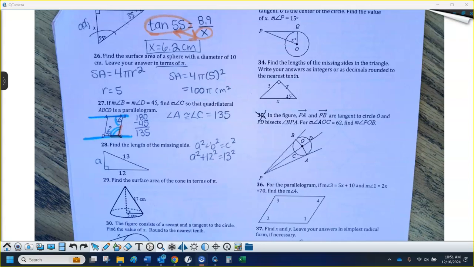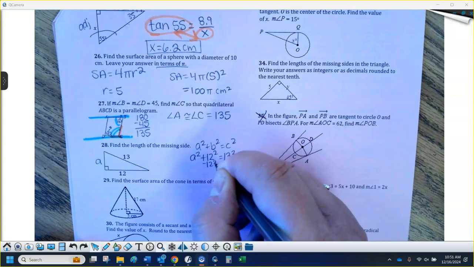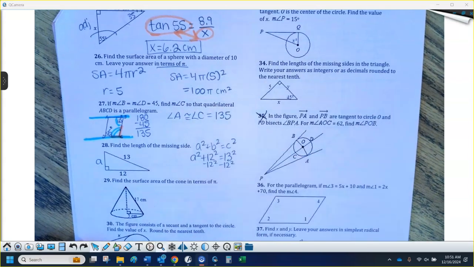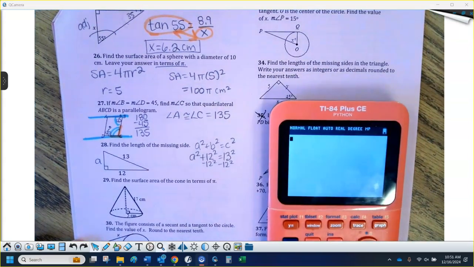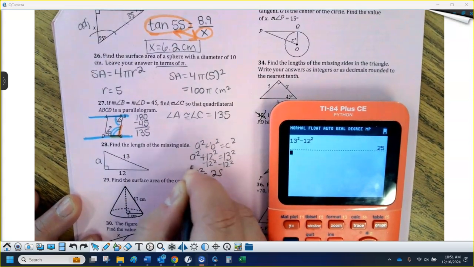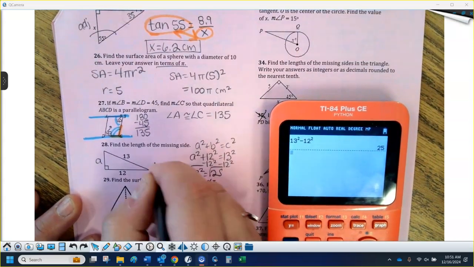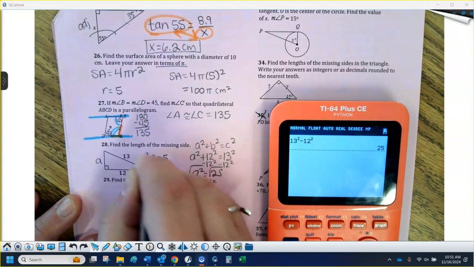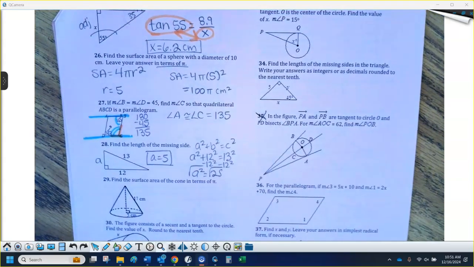That's the longest side. So all we're going to do is subtract 12 squared here real quick, and then take the square root of that number because that's equal to the side we're looking for squared. So 13 squared minus 12 squared, we're going to get 25. And then what's the square root of 25? 5. Perfect. So the missing side there is 5. Just the Pythagorean theorem is all it's asking you to do.